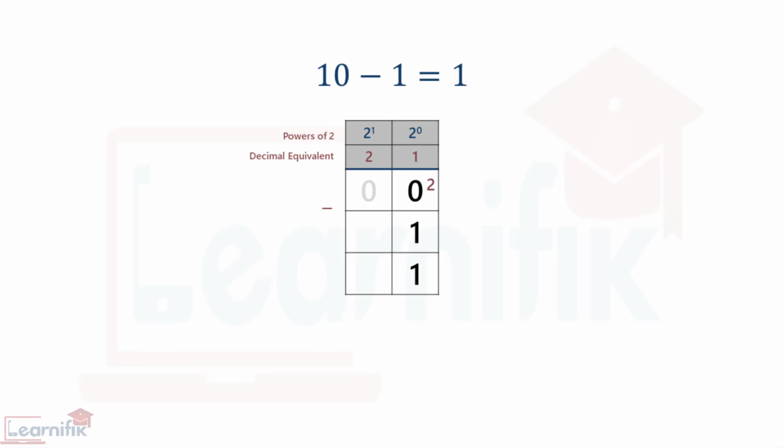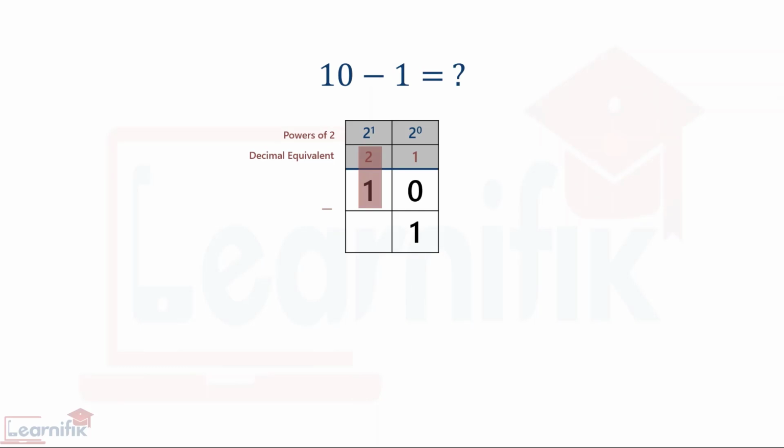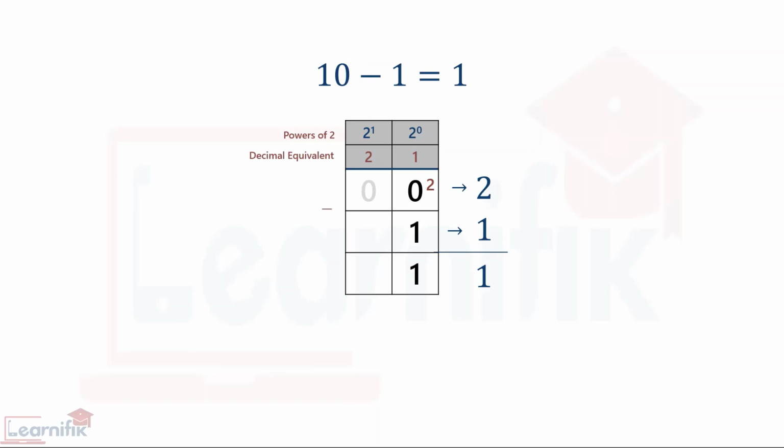So let's check if our answer is correct using the decimal equivalent of these numbers. The decimal equivalent of the binary number 10 is 2, while the decimal equivalent of 1 is 1. So in decimal, 2 minus 1 equals 1. This confirms our answer is correct.